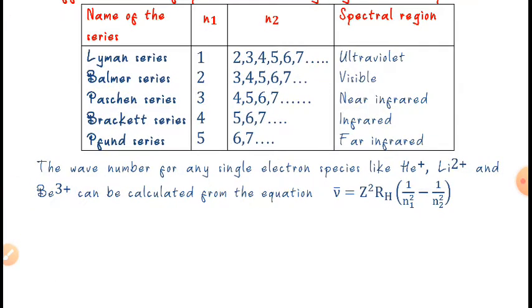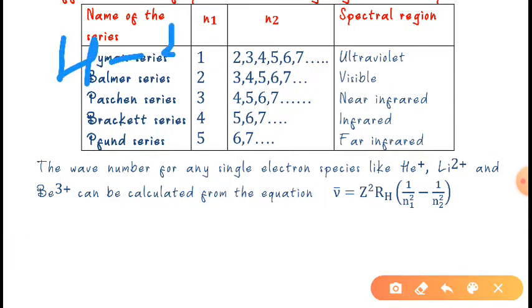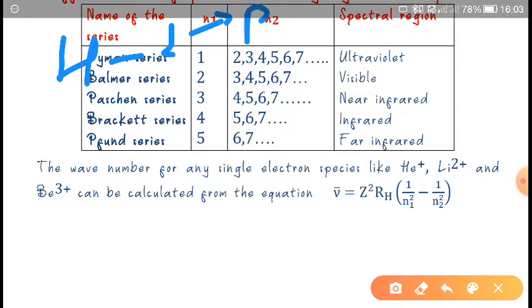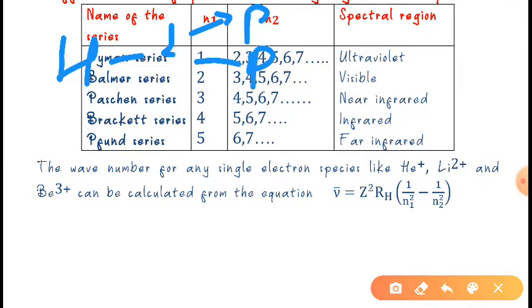You can see the wave number for any single electron species. Single electron system means what? Hydrogen, you all know, has atomic number 1, and that is why its number of protons is 1, and number of electrons is also 1. So a one electron system is what they have written as single electron species. Single electron species means, you see here, He plus.